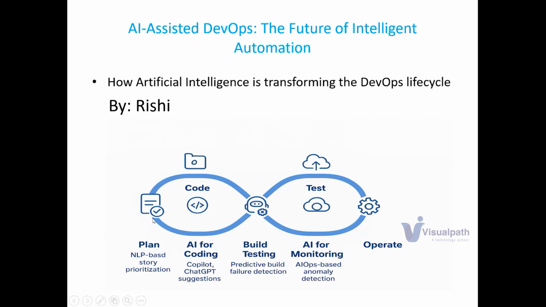In this code and test part, so many things can come up. If you see, there is the plan, which is NLP-based story prioritization. What NLP is, we'll discuss later. AI for coding, we are all using. The other day, you used ChatGPT, right? To generate some code, to test some code, to resolve errors, to find bugs.